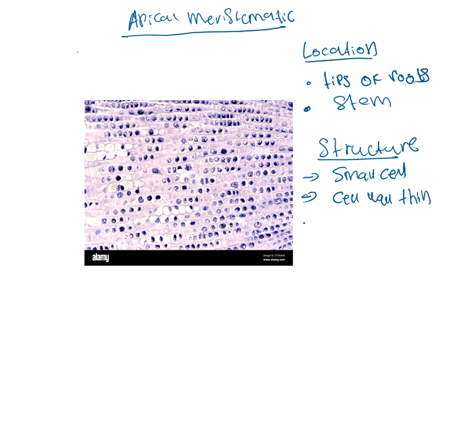Of only one layer. The shape of the cells that make up this apical meristematic tissue is cubed. As you can see now, it's a cubed shape. If you look carefully at their nucleus, this large blue dot, it is the nucleus. This nucleus is very large. They have a large nucleus.